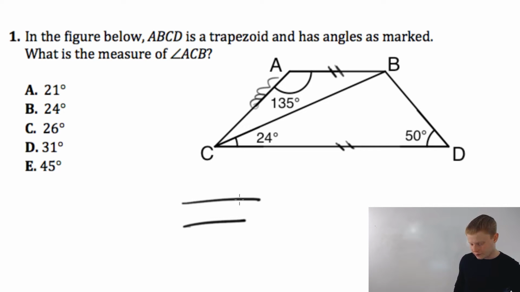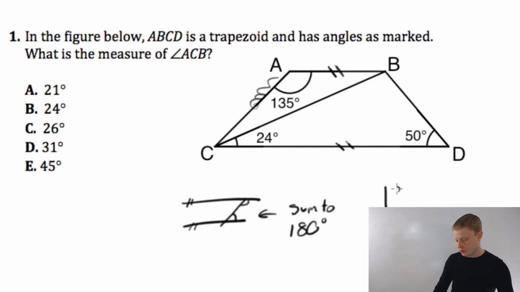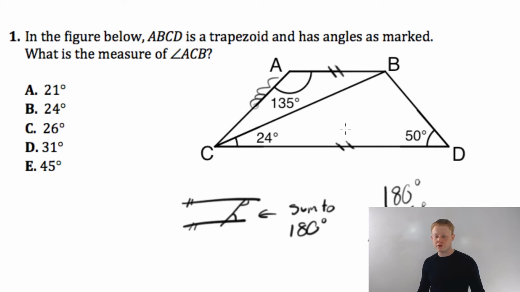If I have something like this, and these lines are parallel, remember, this angle and the small angle are supplementary. They add to 180 degrees. I've got two of the three components already: 135 and 24. So the quick way around this is 180 minus 135 minus 24 degrees, which is 21 degrees as well. So a couple ways to do this.